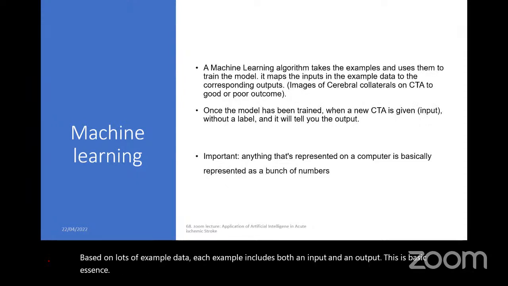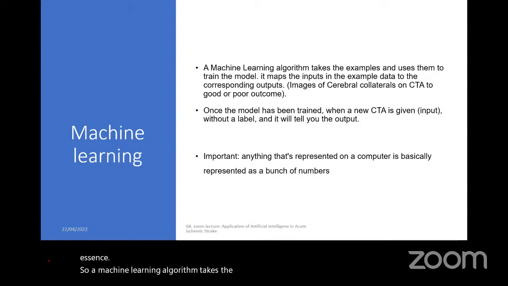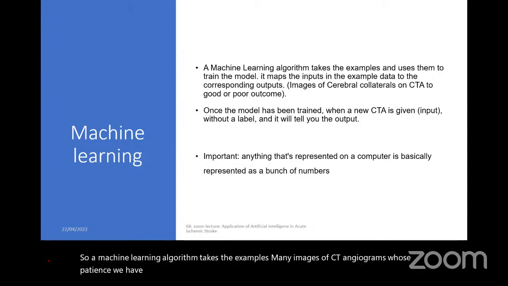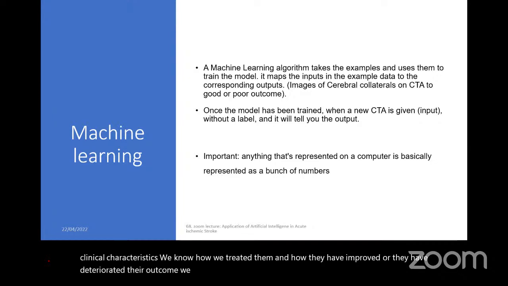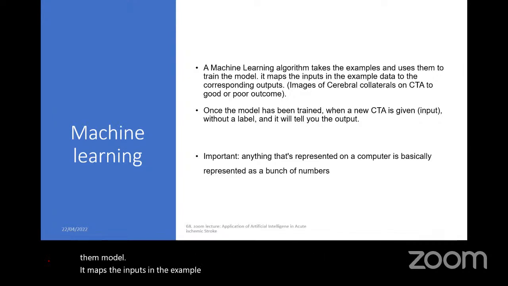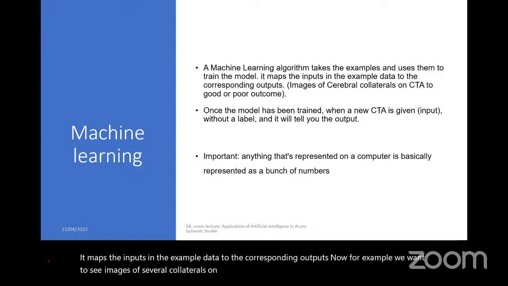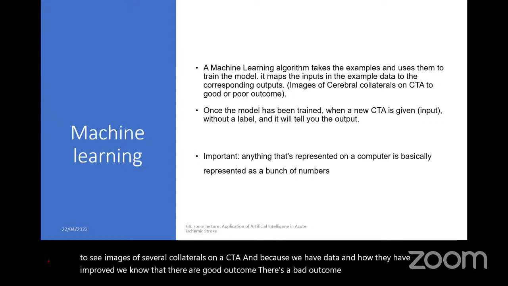So a machine learning algorithm takes examples, like many images of CT angiograms of patients whom we have seen. These are retrospective data. We know how they fared, we know their clinical characteristics, we know how we treated them and how they improved or deteriorated. We know their outcome, and we use them as examples to train the model. It maps the inputs in the example data to the corresponding outputs. For example, we want to see images of cerebral collaterals on a CTA, and because we have data on how they have improved, we know there's a good outcome and a bad outcome. So these are the outputs.